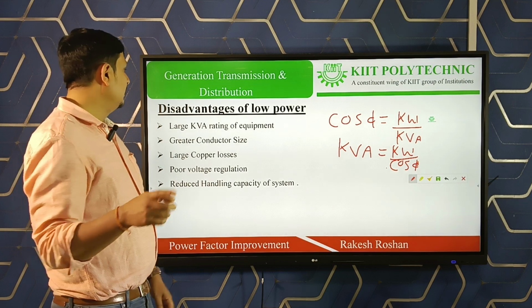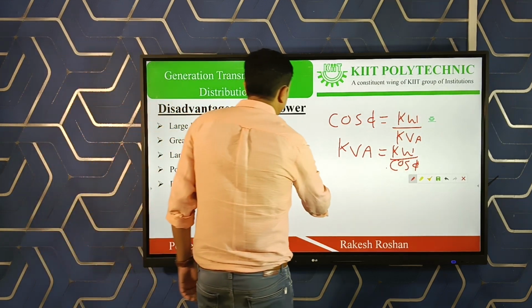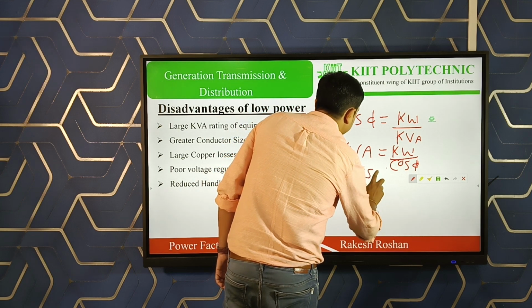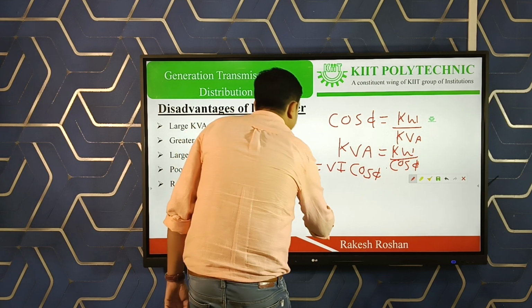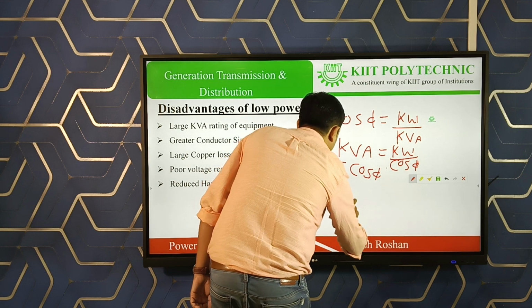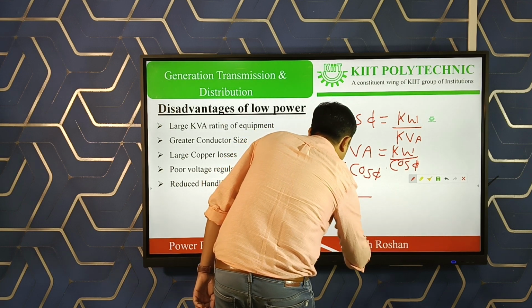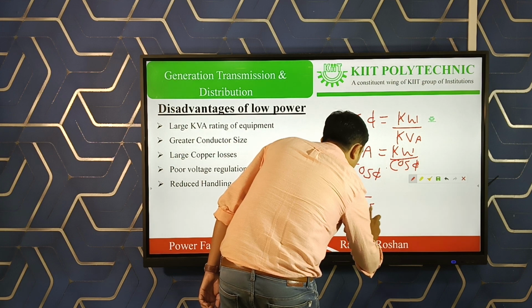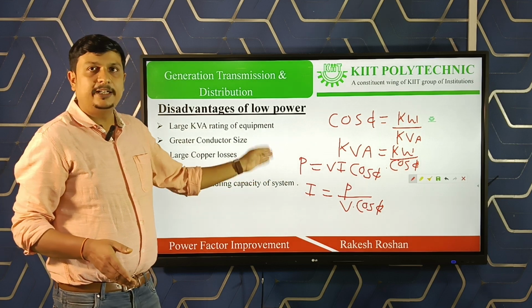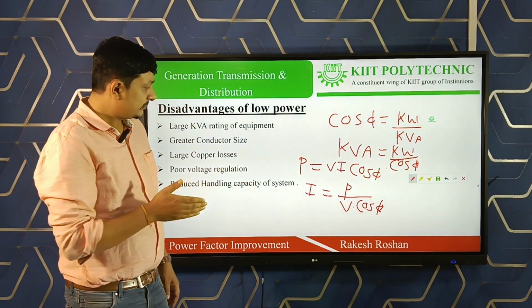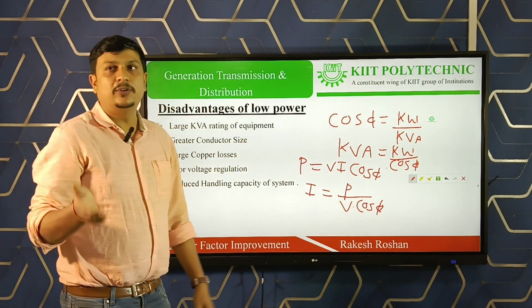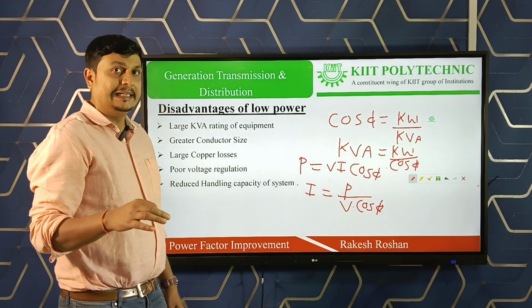Yes, greater conductor size. We know P equals VI cos phi. From here we can write I equals P divided by V cos phi. So obviously the value of current will be more if your power factor is less, since cos phi is inversely proportional to current here. So the current will be more and the size of the conductor will be larger.